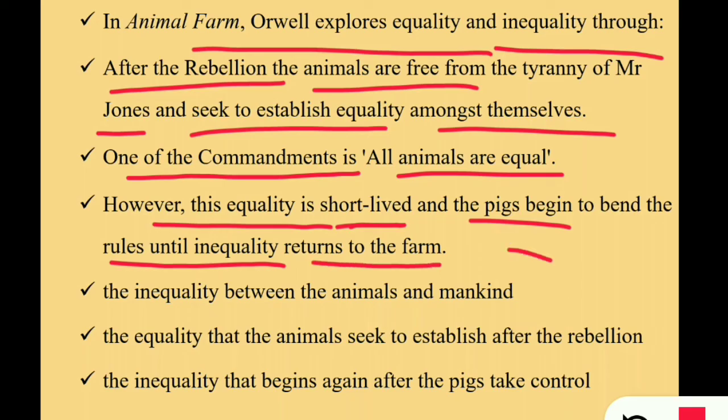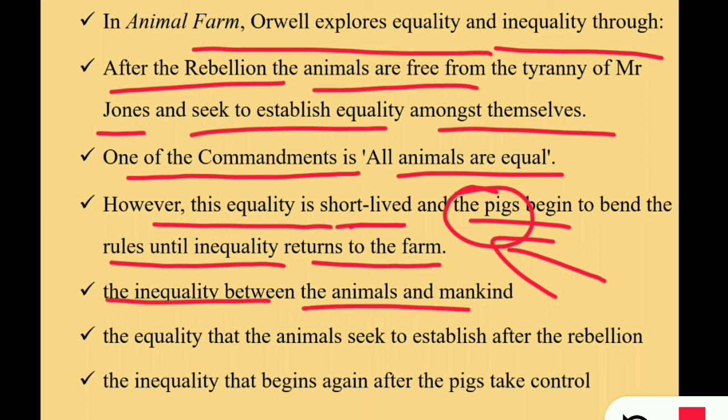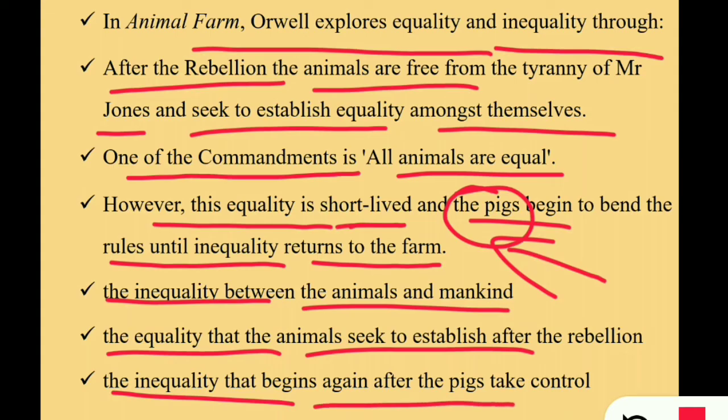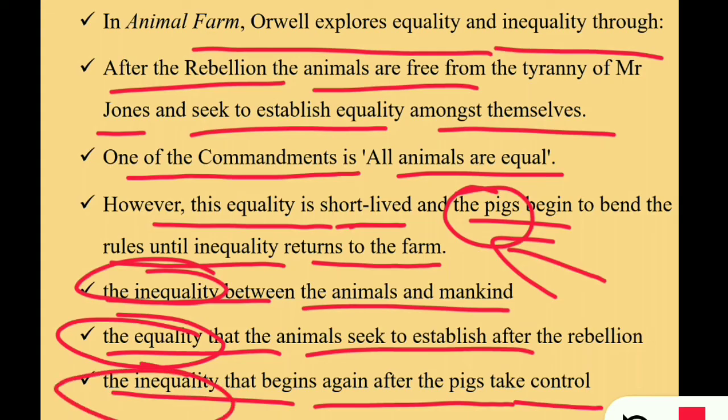So here we see inequality, which is brought into Animal Farm by pigs. Okay, three pigs are represented, especially Napoleon does that. The inequality between the animals and mankind returns. The equality that the animals seek to establish after the rebellion, the inequality that begins again after the pigs take control. Okay, it talks about equality and inequality. Alright, and throughout the novel we find the theme of equality and inequality in different situations.